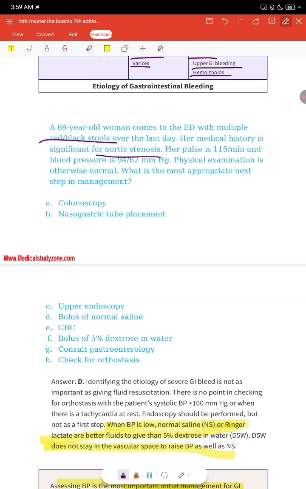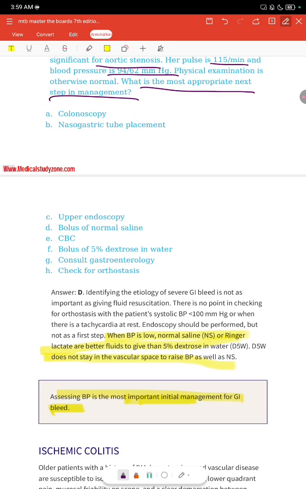Her pulse is 115 per minute and blood pressure is 94 by 62, 94 systolic, 62 diastolic. Physical examination is otherwise normal. What is the most appropriate next step in management? So let's break it down. Identifying the etiology of severe GI bleed is not as important as giving fluid resuscitation.